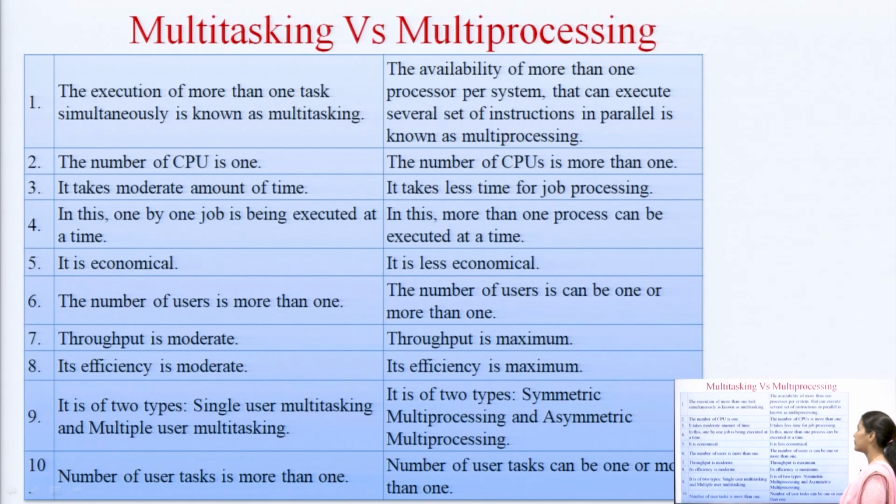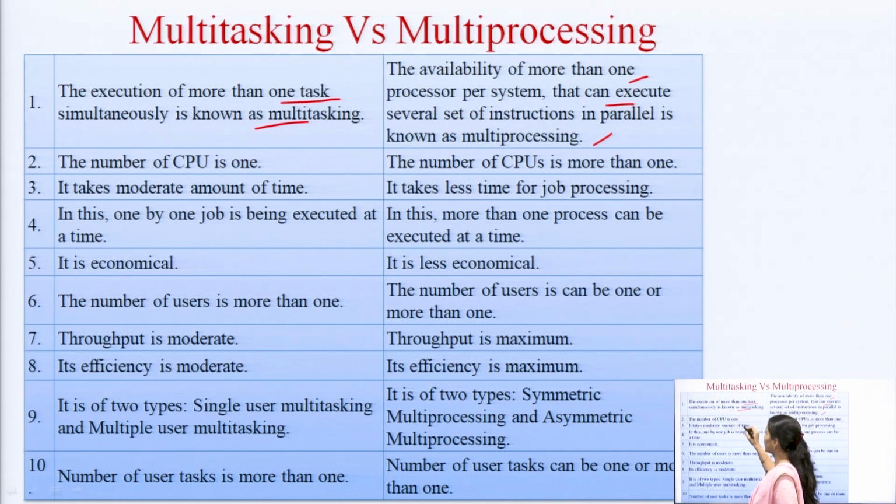Now, we will see the differences between these two. In multitasking, the execution of more than one task simultaneously is known as multitasking, and in multiprocessing, the availability of more than one processor per system that can execute several sets of instructions in parallel is known as multiprocessing. So, we all know this basic difference.